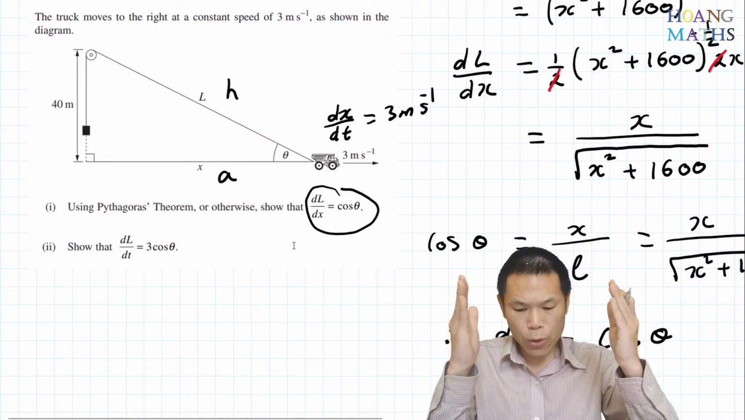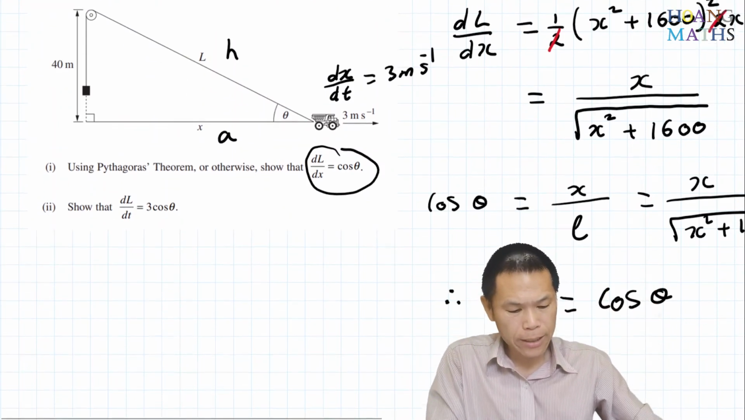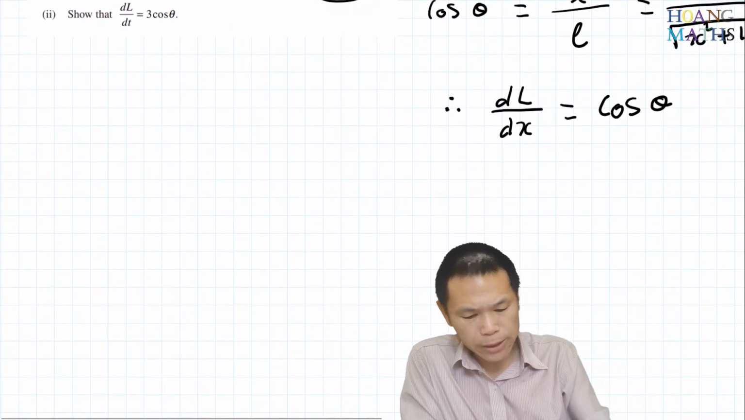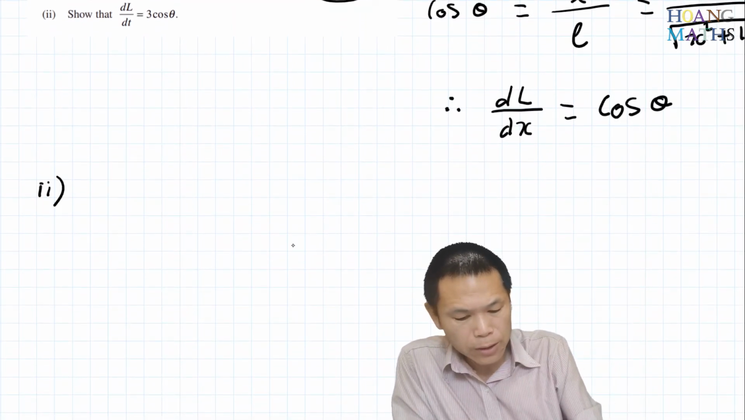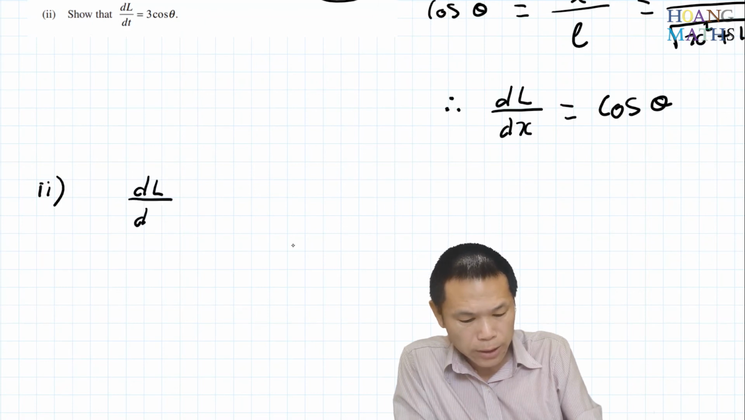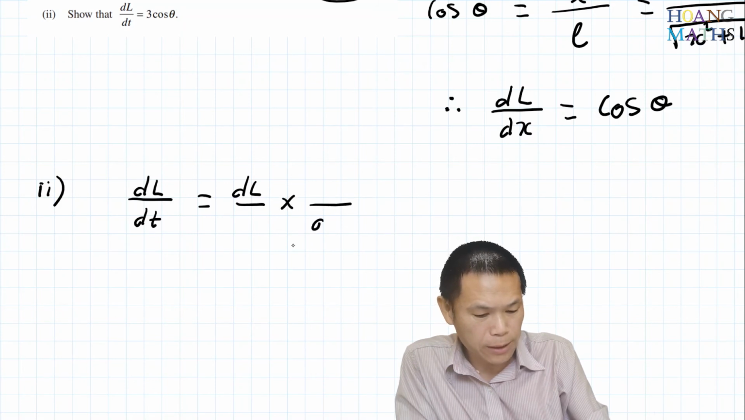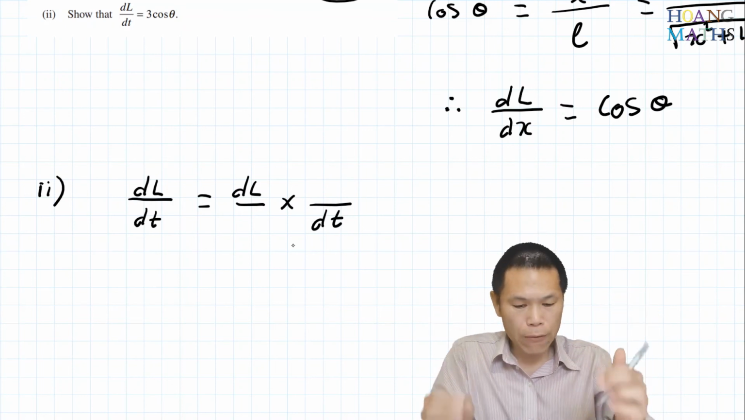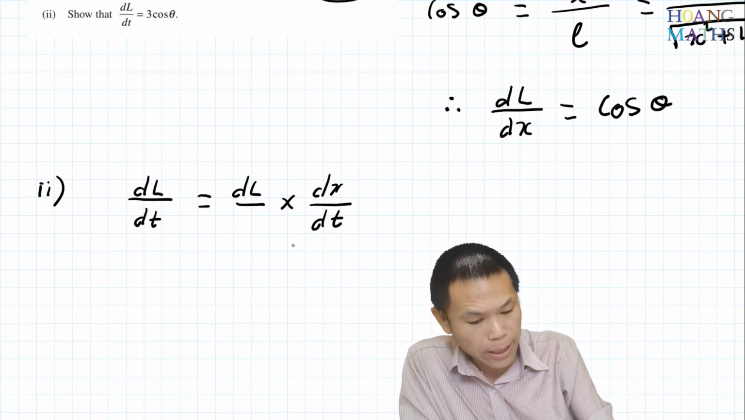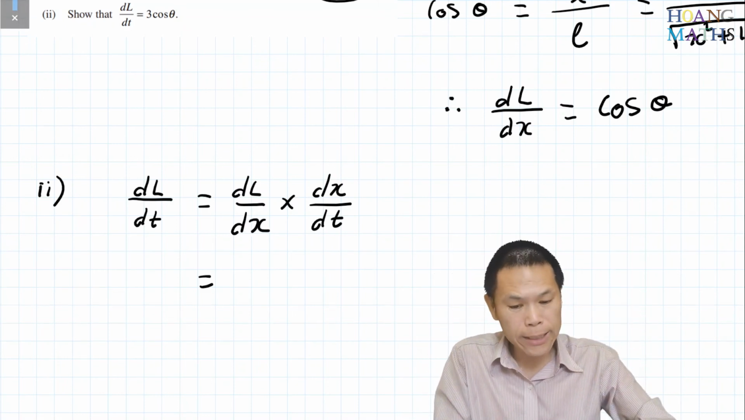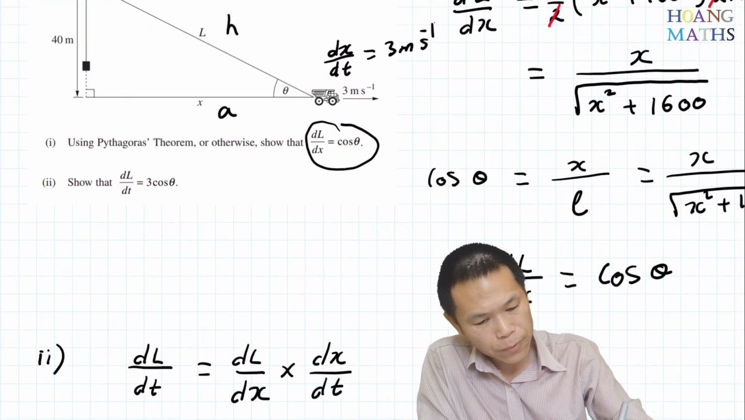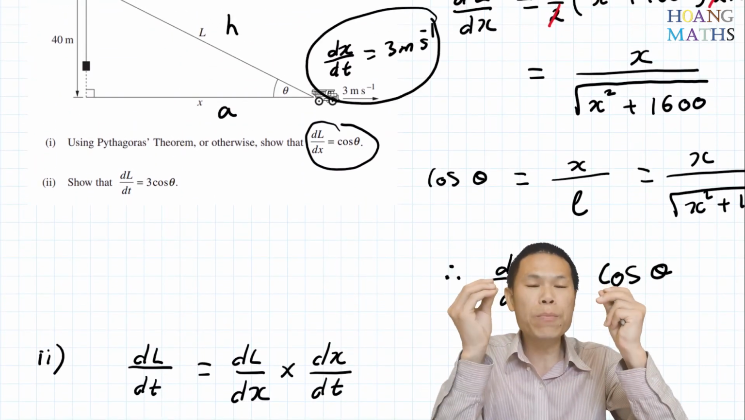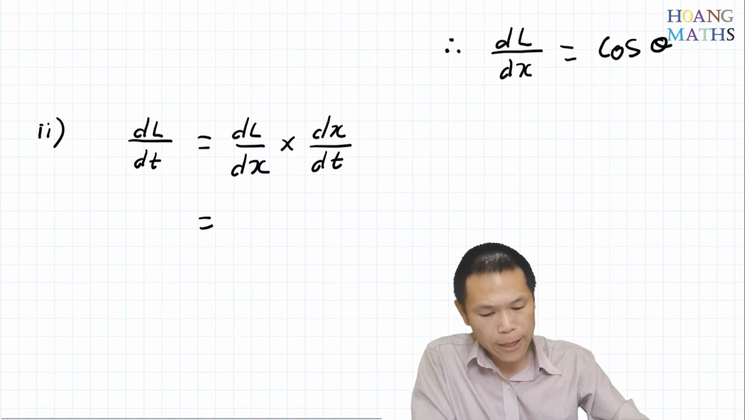Now part 2. We need to find dL/dt. Okay, so let me write this down. dL/dt. First of all, part 2. So dL/dt, we have dL here, and then we times dx over dt. And we already found dL/dx, so therefore I can just write dL/dx times dx/dt. But then we know that dx/dt is 3 meters per second.